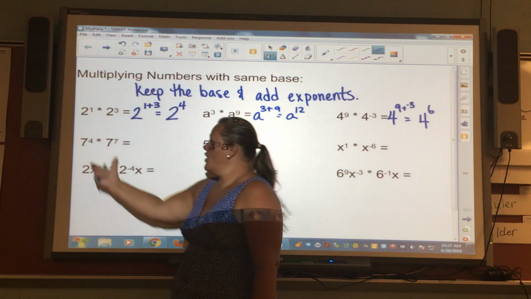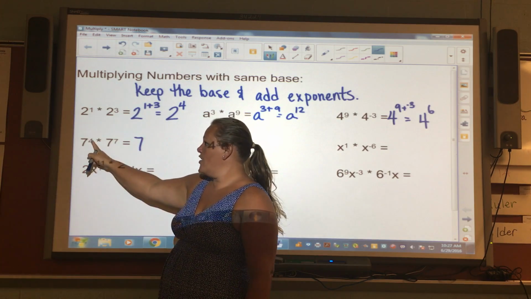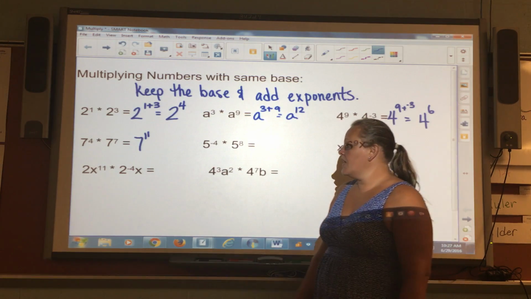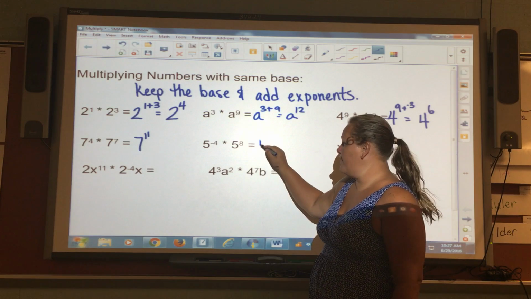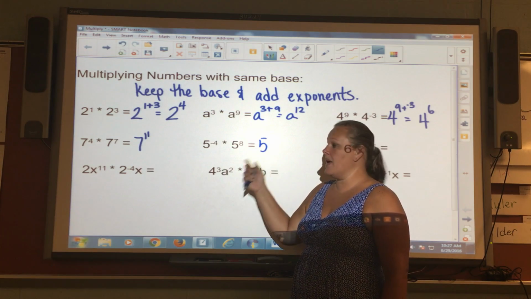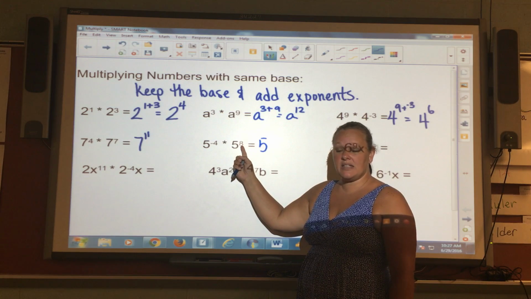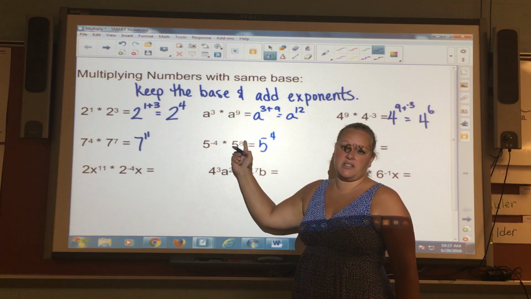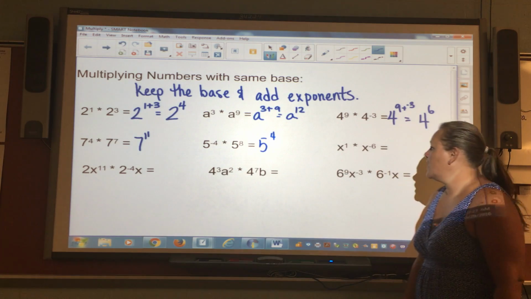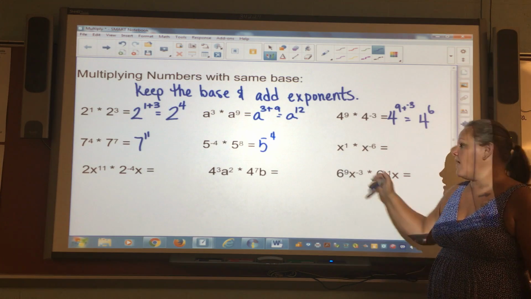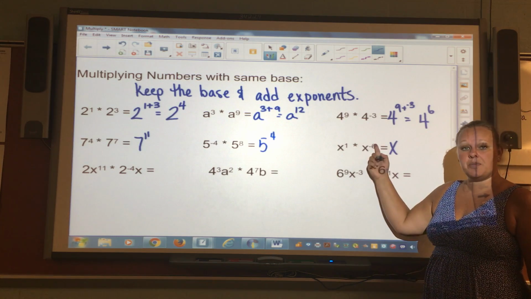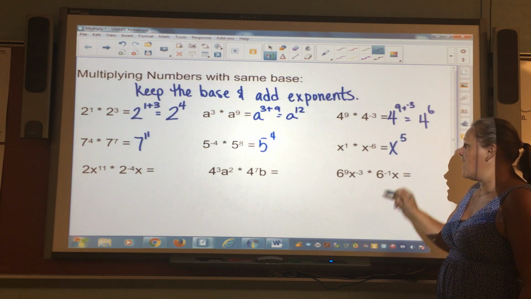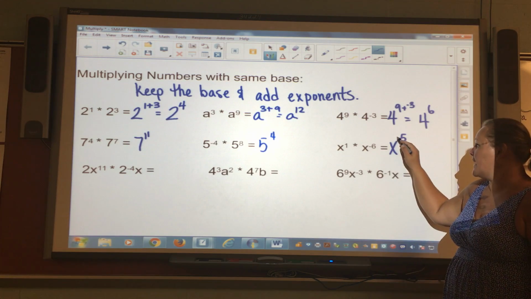So the next one, we keep the base 7 and we add. 4 plus 7 will give us an exponent of 11. The next one, I have 5 as my base. So I'll keep it and I'll add. Negative 4 plus 8. My signs are different, so I will subtract and get 4, but it will stay positive because 8 is bigger than 4. The next one, I'm going to keep the base x, and I'm going to add 1 plus negative 6. Again, my signs are different, so I will subtract and get 5, and I will keep the negative sign.